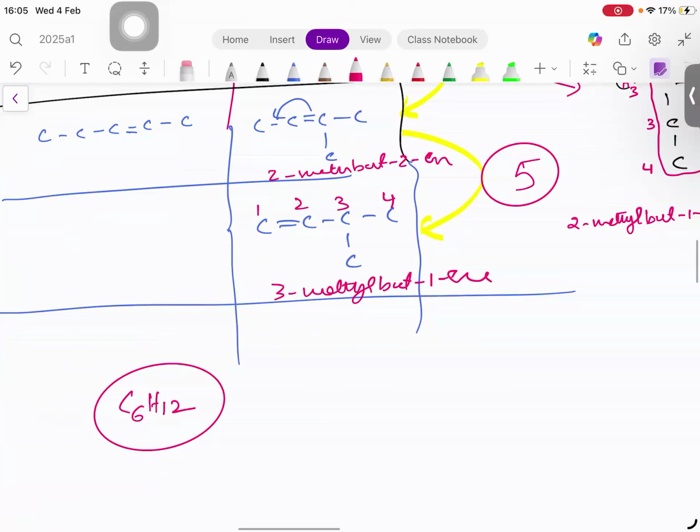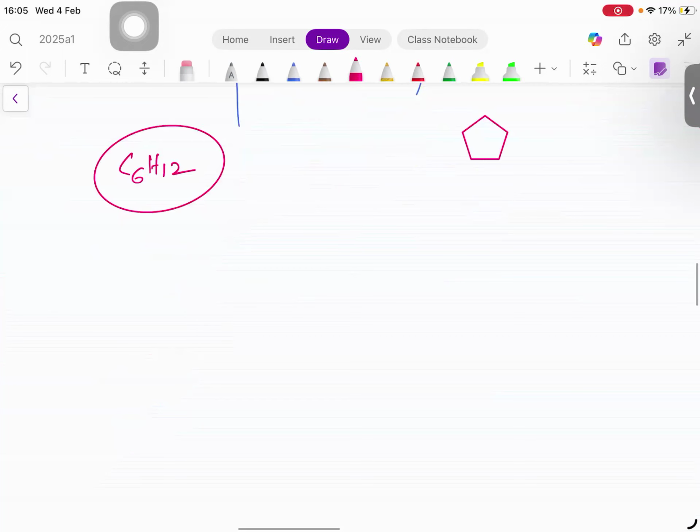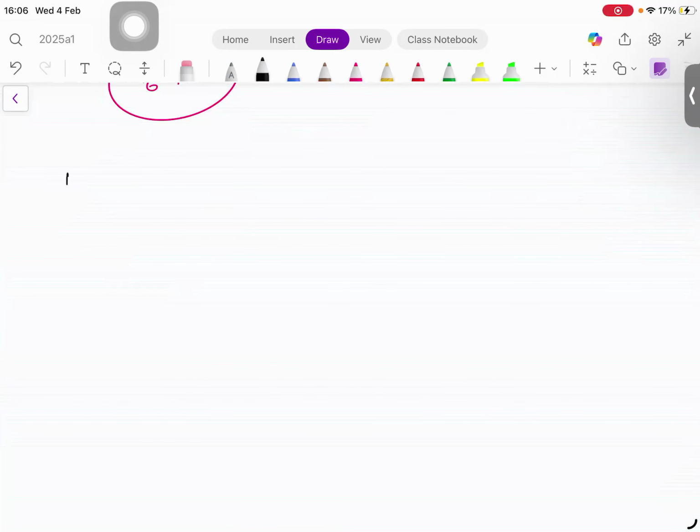No, that will be a functional group isomer. There is no double bond in it. It's a cyclopentane. This one. This is cyclopentane. Okay, next. C6H12 is your homework. Now let's move on to haloalkanes.